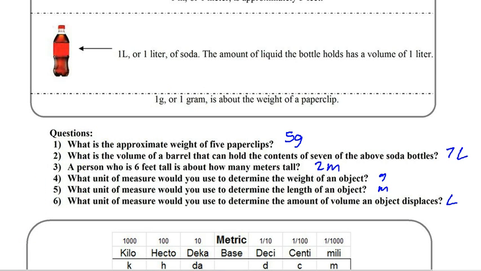Alright, so you should have gotten 7 liters, not 7L, it's 7 liters, 2 meters, and then you should have said grams for weight, length is meters, and volume is liters.